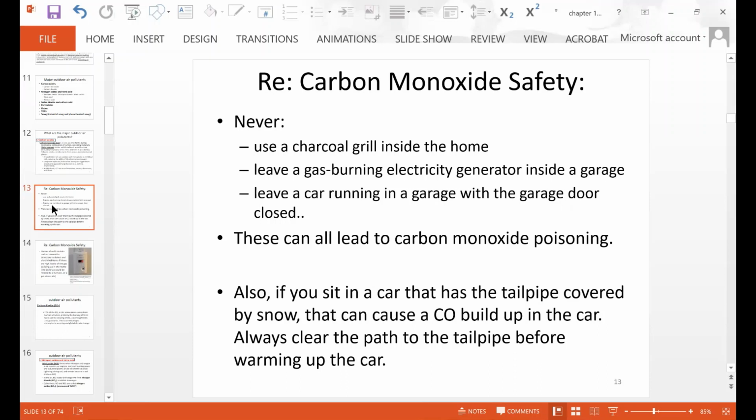Also, if you sit in a car that has the tailpipe covered by snow, that can cause a carbon monoxide buildup in the car. So you're always going to want to clear the path to the tailpipe before warming up the car and shoveling out your car from snow. The first thing you're going to want to do is clear the area behind the tailpipe.